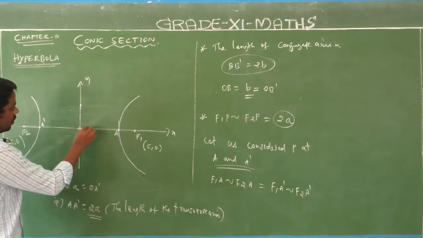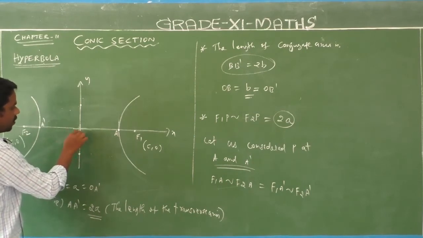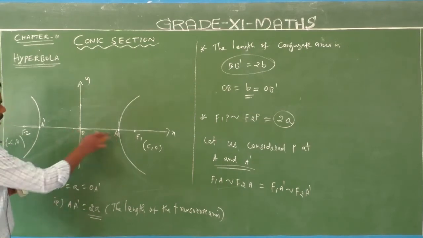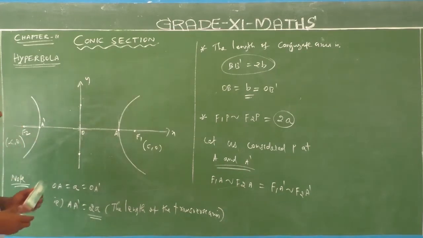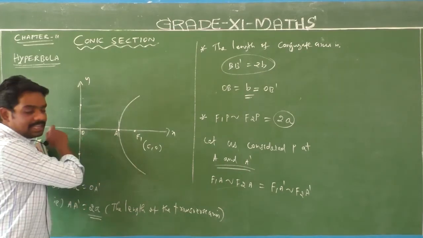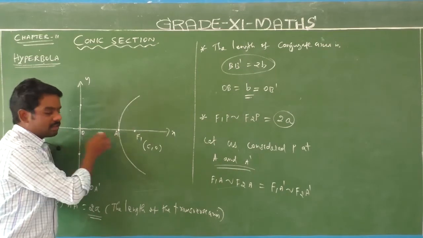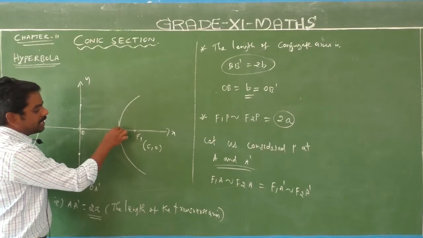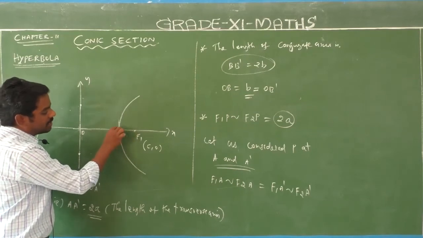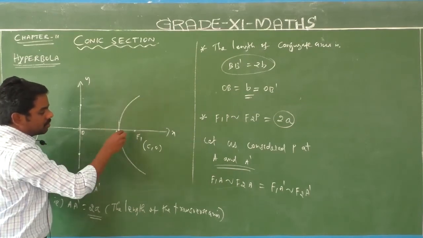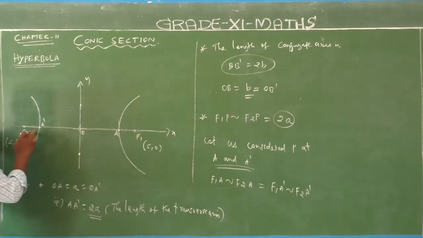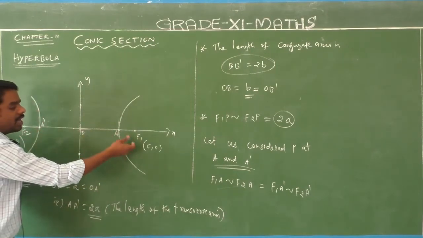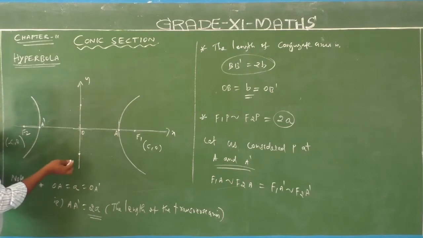Right. This is center O. A and A dash are vertices. Let us consider P at A and A dash. F1 and F2 are two fixed points. First of all, P at A. So let us consider A is any point on this curve. The difference between F1A and F2A is equal to some constant. That constant is equal to 2a.